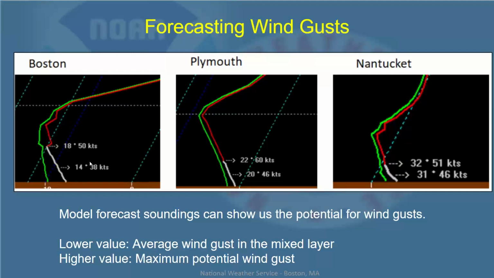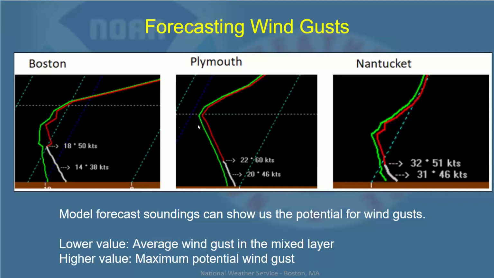So the lower value is the average wind gusts in this mixing layer, so it's a good guess. And then the higher value is the maximum potential wind gusts. So in this particular situation, for Boston, we could expect gusts maybe 35, 40 knots, so you're getting that 40 to 50 mile per hour range. But there's the potential for a gust as high as 50 knots, or almost 60 miles per hour. So that's one way we look at it from forecasting.